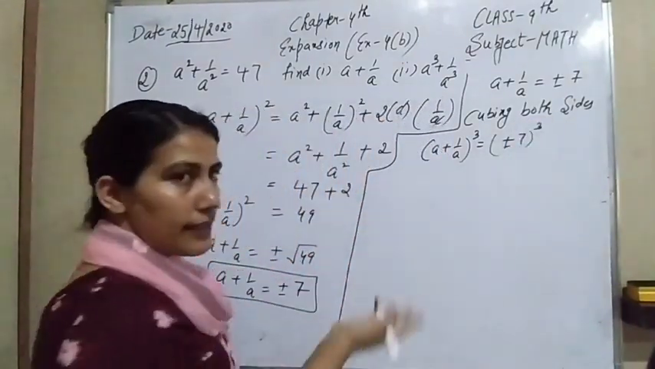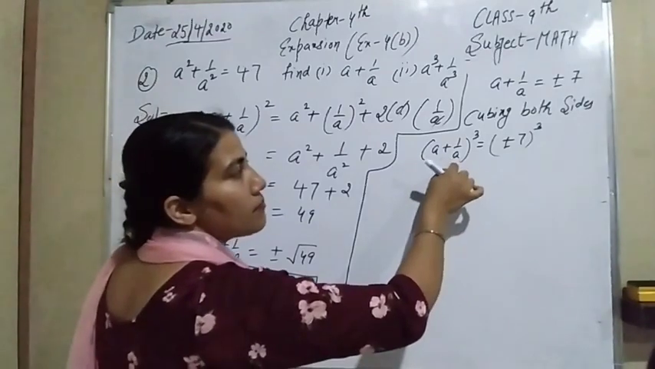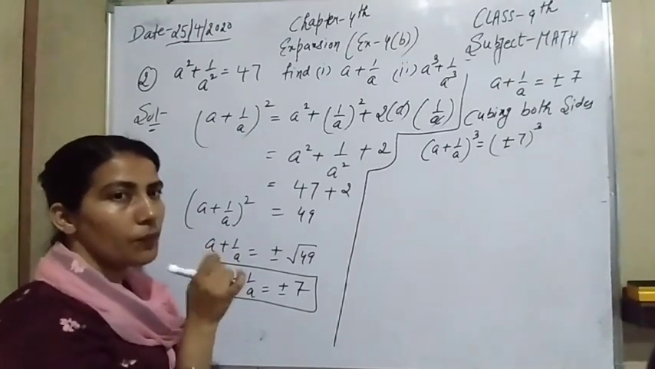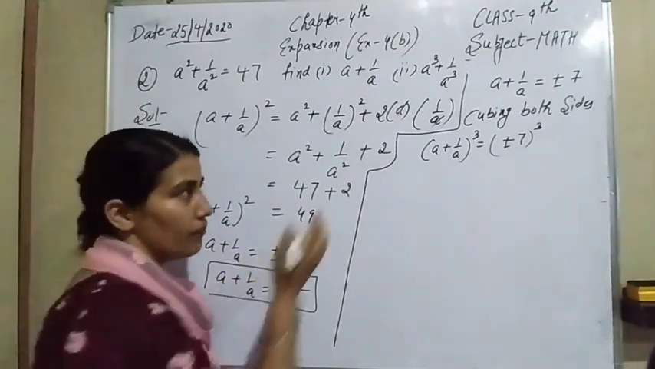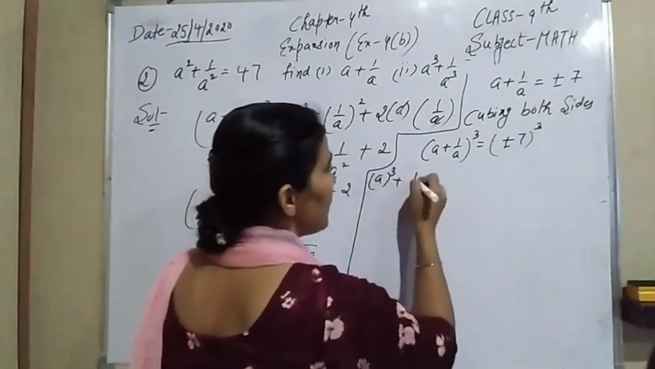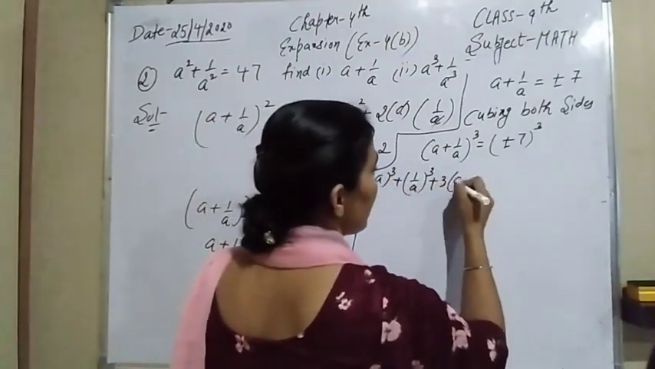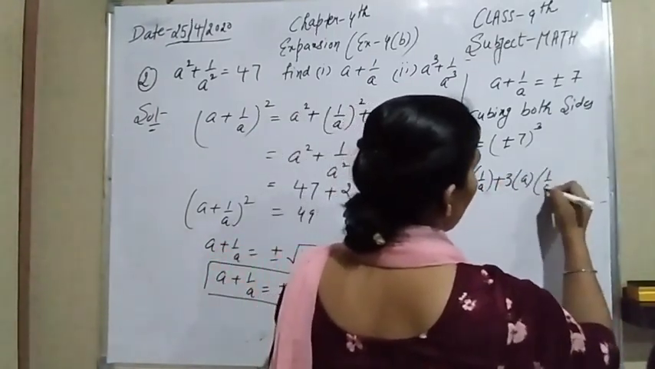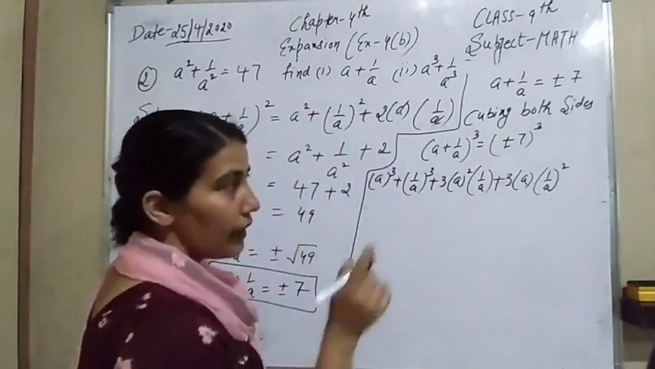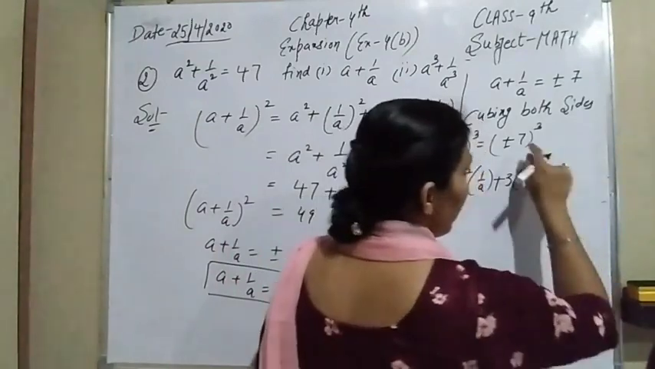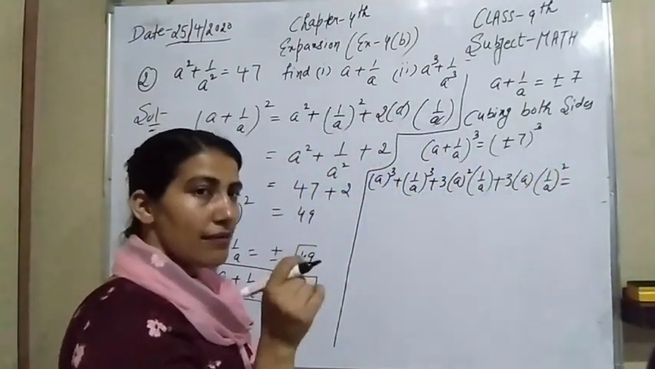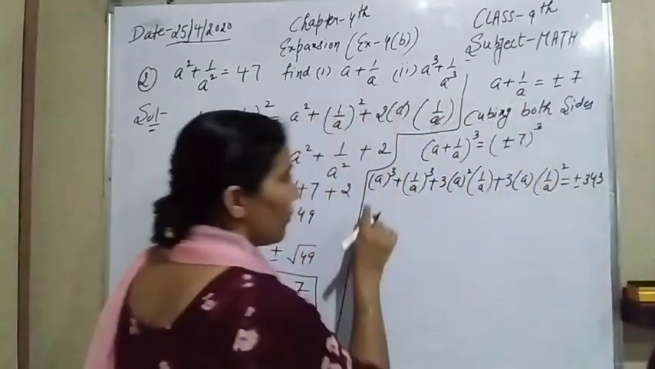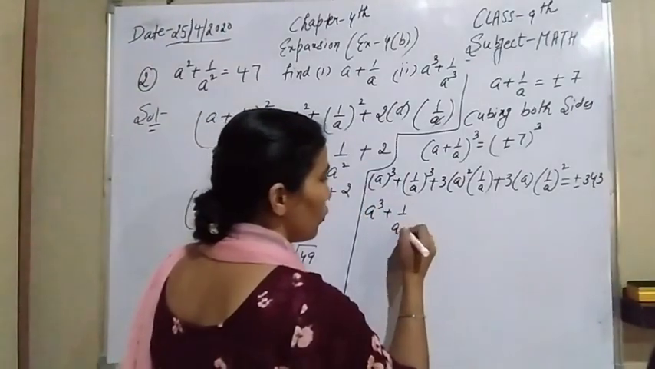Clear? Now again an identity is being used here. Which identity? (a plus b) cube, that is a cube plus b cube plus 3a square b plus 3ab square. The value of b is 1 over a and the value of a is a. Now the cube of 7, that means 7 multiplied by 7 multiplied by 7, that is 343, plus minus 343. Now here is a cube plus 1 over a cube.